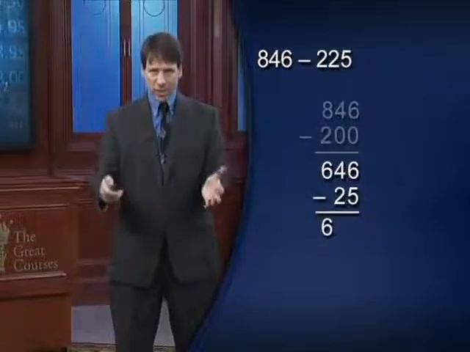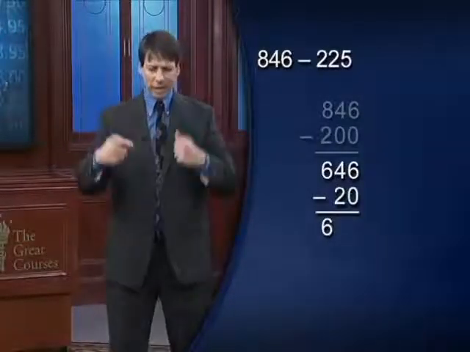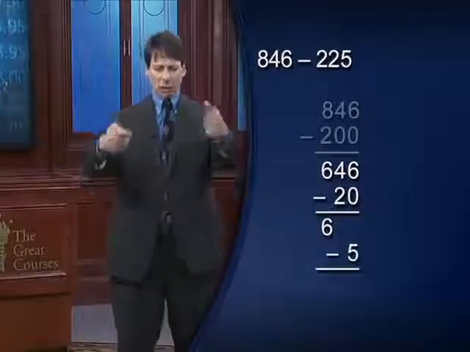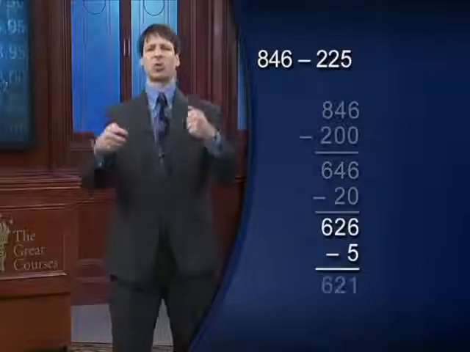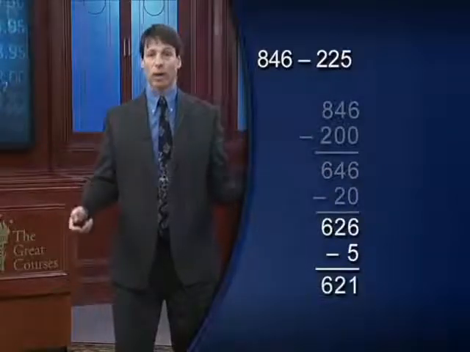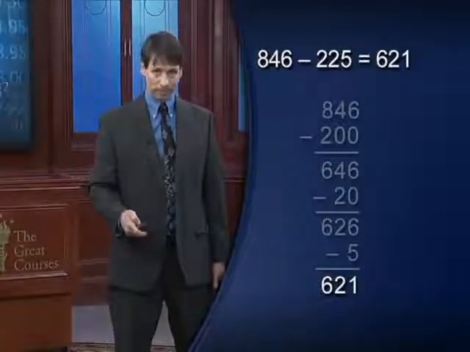And now we have 46 minus 25 to do. So first we subtract 20, then we'll subtract 5. 46 minus 20 is 26, minus 5 is 21. Go ahead and say it, 21. You've now said your answer, 621.